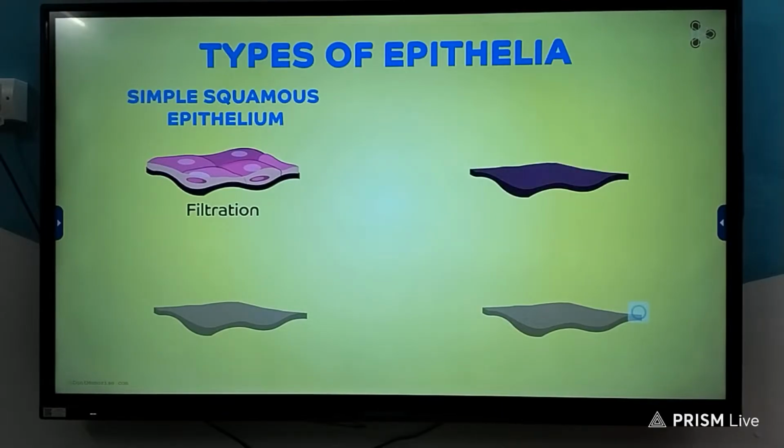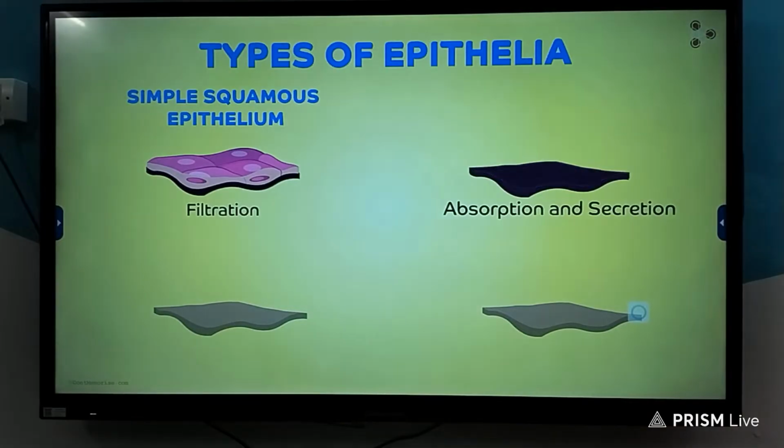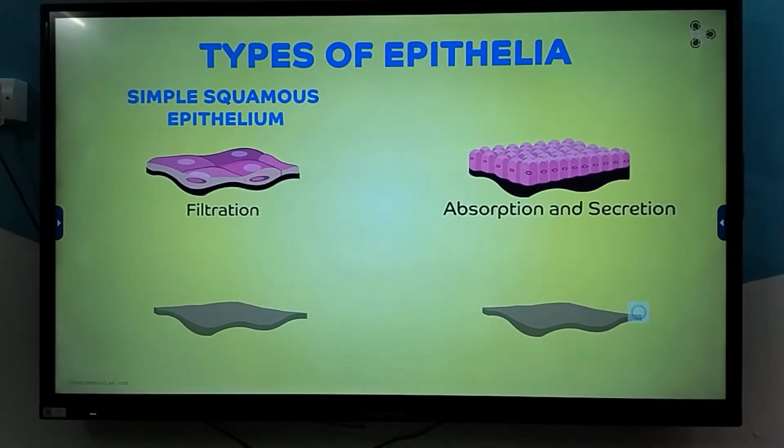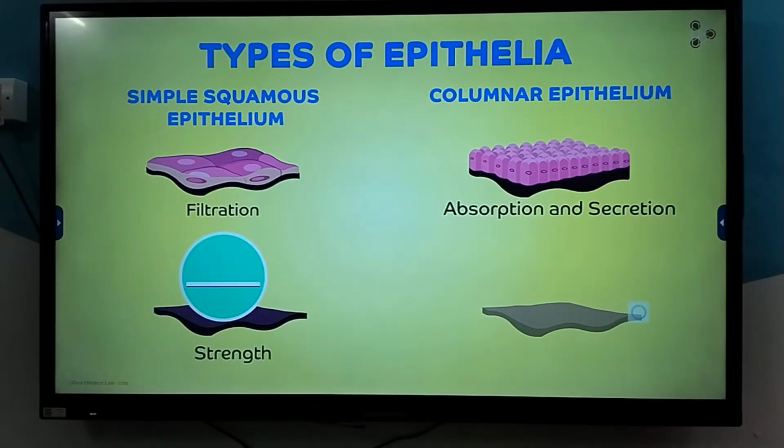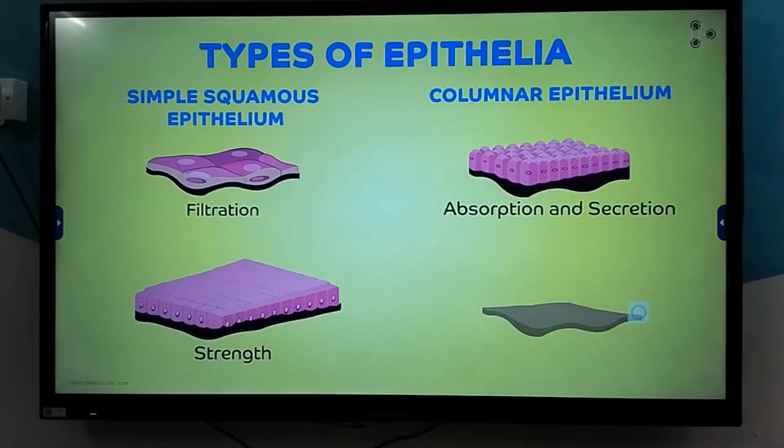Now let's take up the next function, that is absorption and secretion. For this, obviously we will need a larger surface area, right? Which is why we have these tall pillar-like cells on the basement membrane making up the columnar epithelium. Now at times, we need strength or support along with the larger surface area. In this case, we slightly change the structure to cube-like cells and form the cuboidal epithelium.